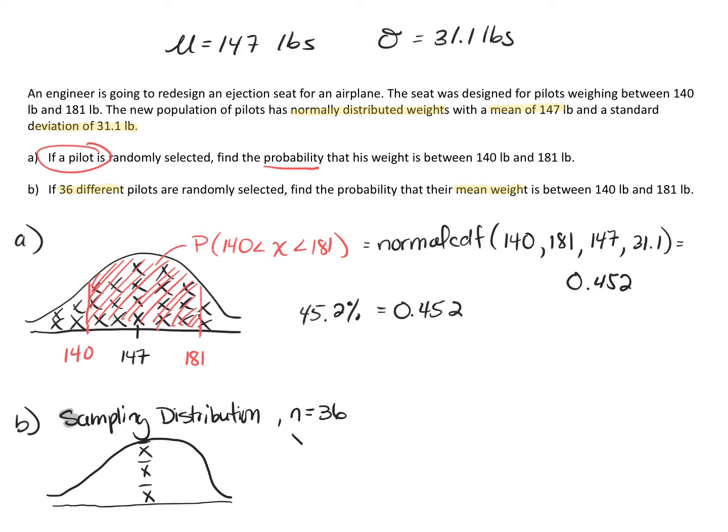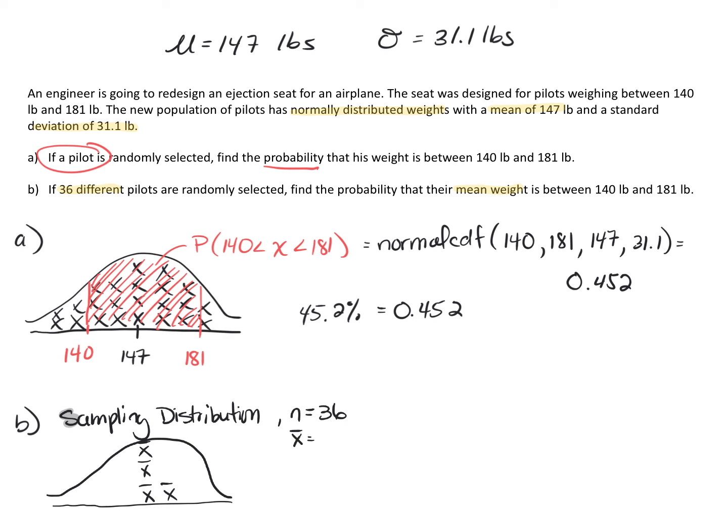So out of 36 pilots, let's say that their average weight is some x bar. And we take that x bar and we plot it on a distribution. So just imagine repeating this process many, many times. From the population, I keep taking samples of the same size. So 36 pilots, I write down their weights and then I average it. That gives me an x bar and I plot it on the distribution.